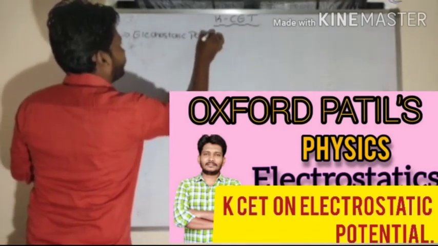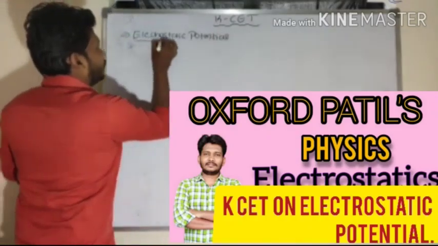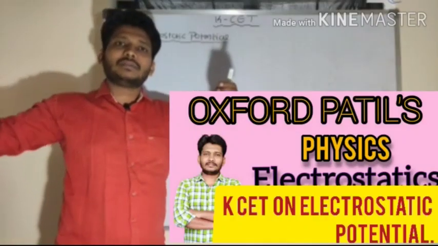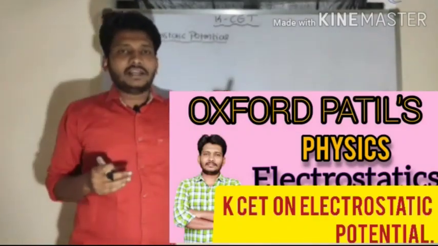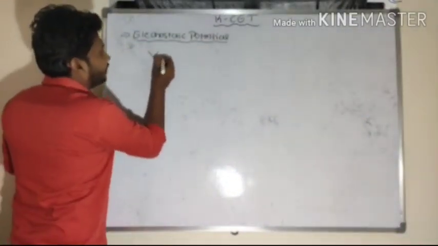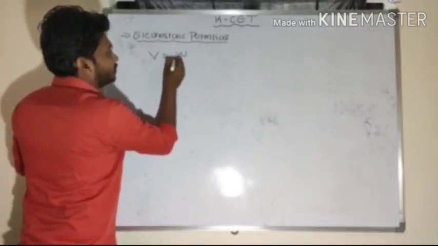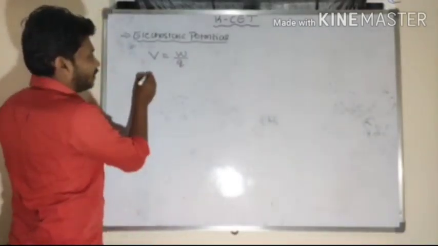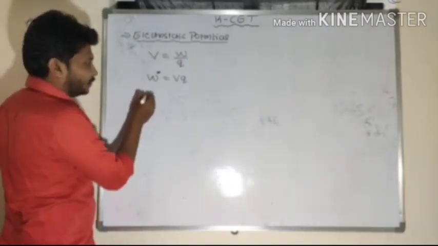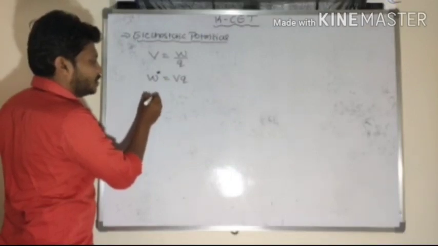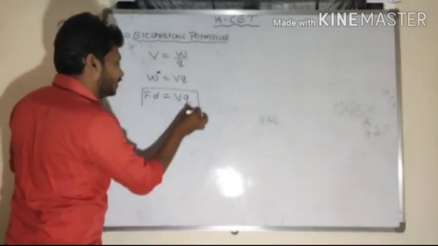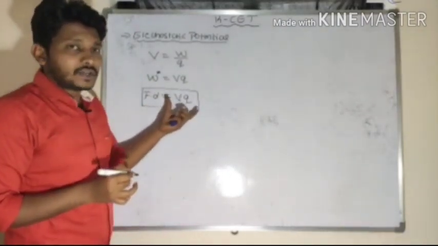Electrostatic potential. In general, we know that electrostatic potential is the amount of work done to bring a unit positive charge from infinite distance to a finite distance without any kind of acceleration. So V is equal to W by Q, or work done W is equal to V into Q. In the classical approach, work is equal to force into displacement, so it is equal to V into Q. So this is about electrostatic potential.